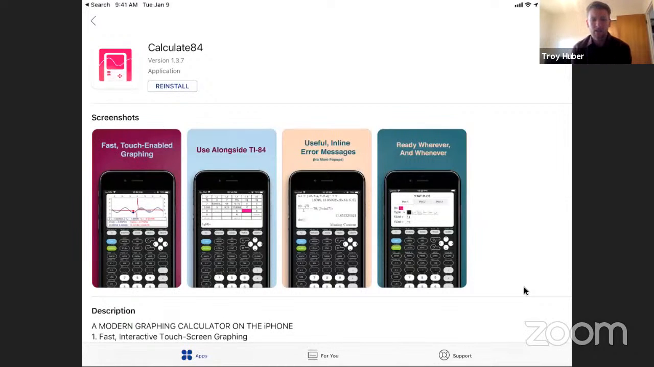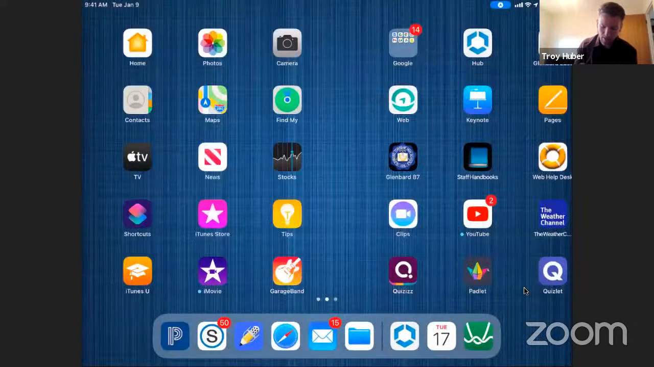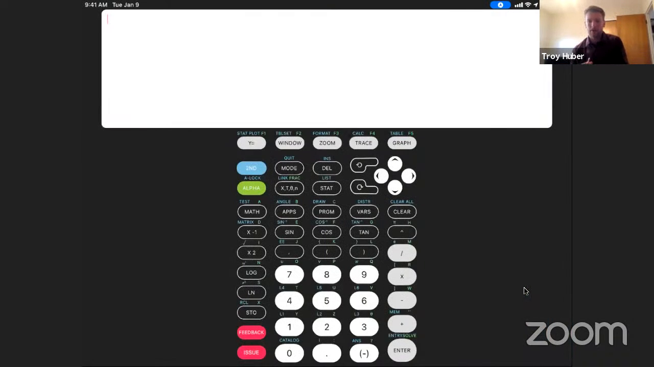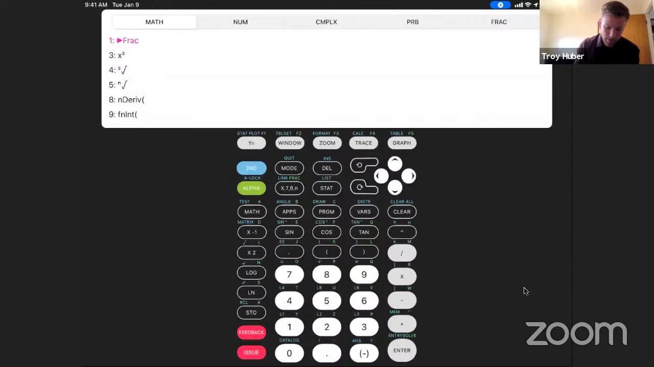I like this one because it's probably the most similar to your graphing calculator. However, it lacks a few features that we need for matrices. So I'll kind of start with the Calculate 84 just because that is the most similar to your graphing calculators that you'll be using later on. So you'll notice that this matrix button is right here above in blue. So I'm going to hit second matrix.